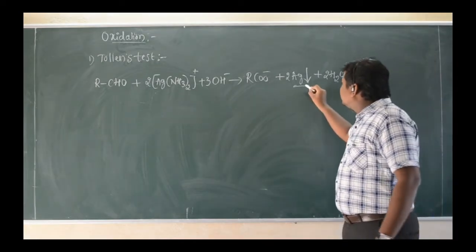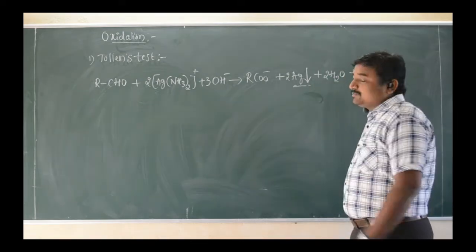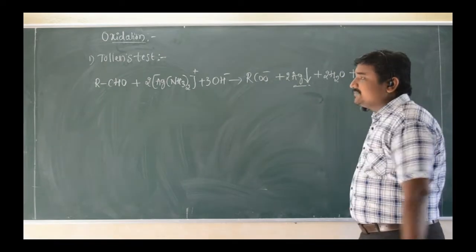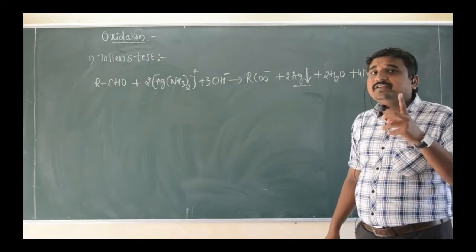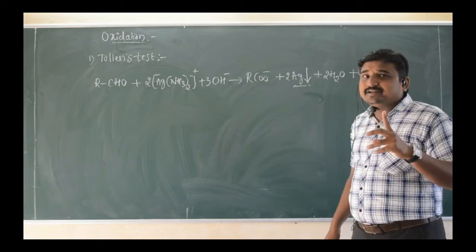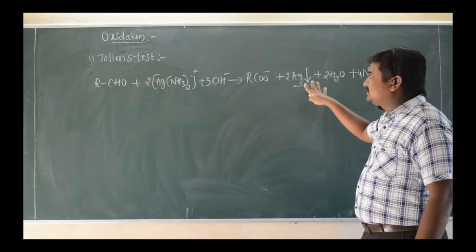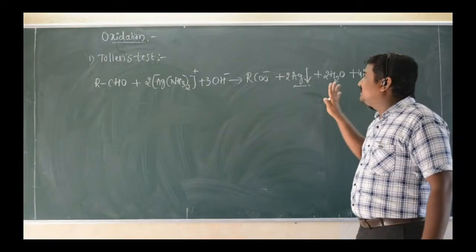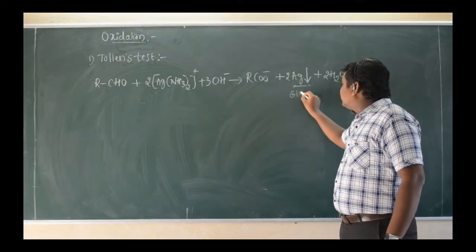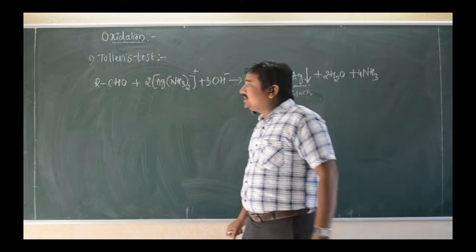This precipitate indicates the presence of an aldehyde group. This reaction is not shown by ketones. Only aldehydes give this test, the Tollens test, with the production of a black silver precipitate. So this is the Tollens test.